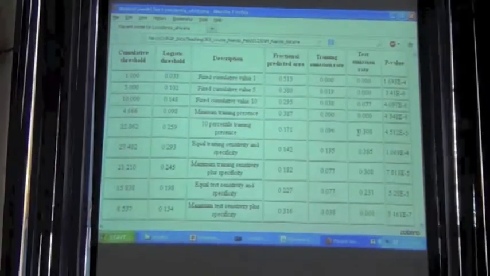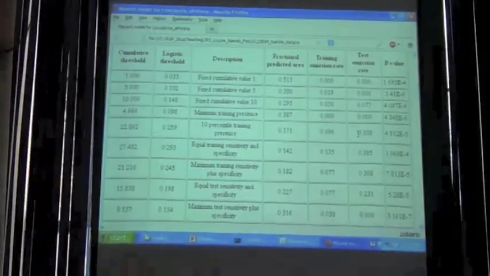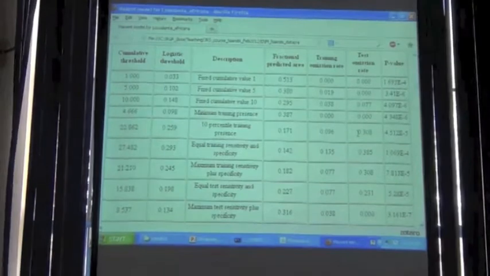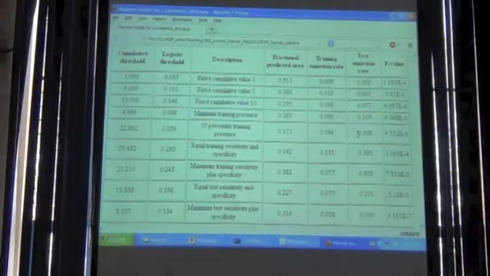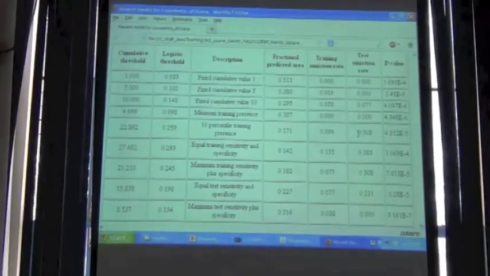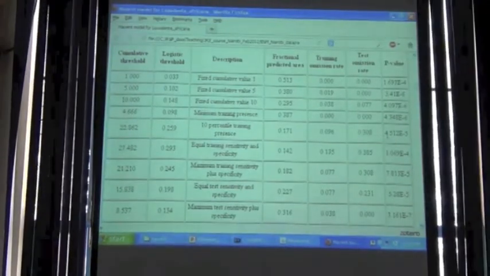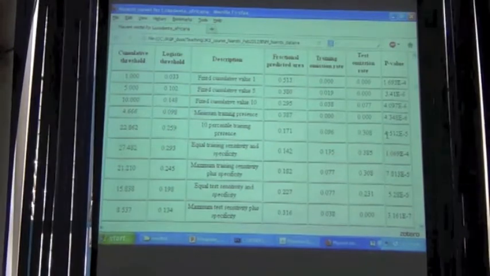So 30% of our test points were emitted from the prediction. If we had 100 points, 30 of them would have been emitted from the prediction. Okay. This last column are the binomial probabilities.